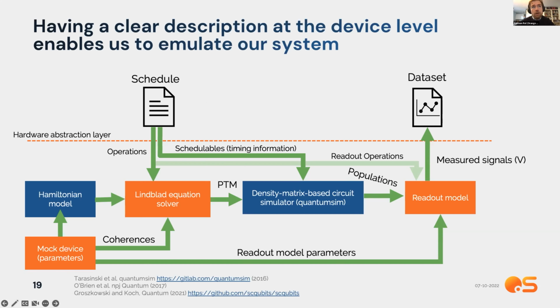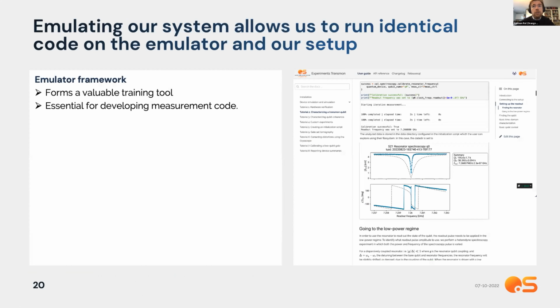The schedulables, which are part of the schedule, contain all the timing information. These two combined go into a quantum sim, a density matrix-based circuit simulator, for which we get populations, and then we put in a readout module to give us back the measured signals in volts. And this allows us to run identical code on the real setup as well as on our emulator.